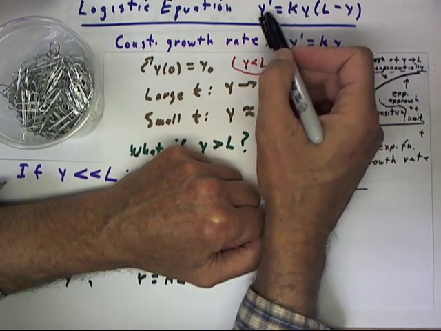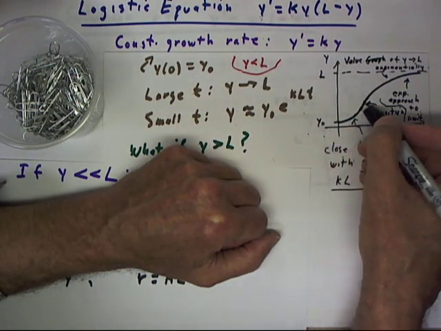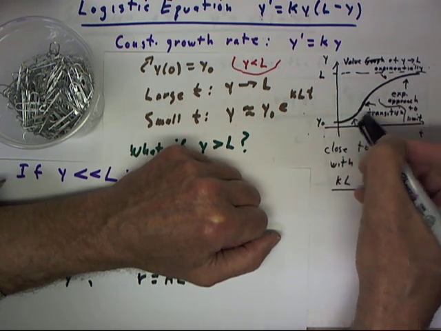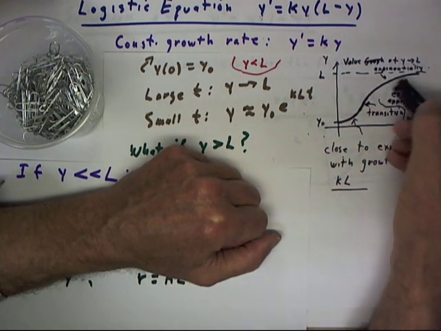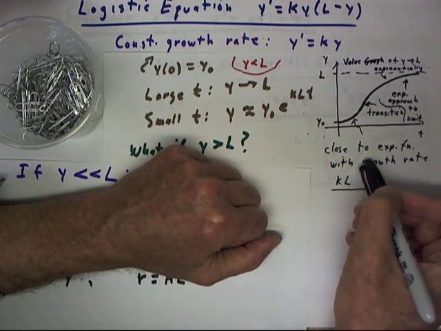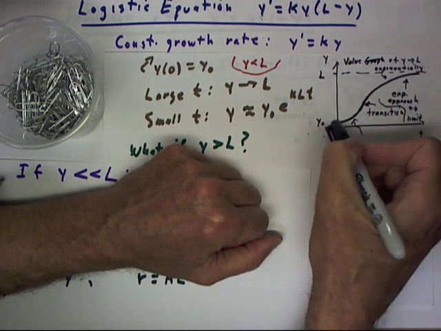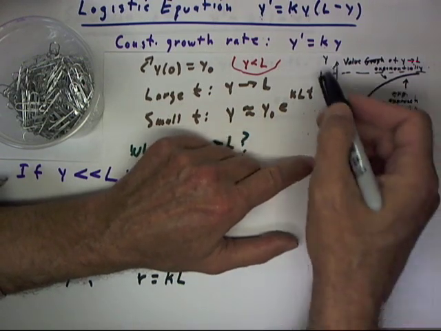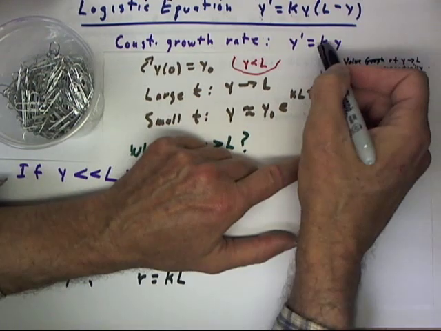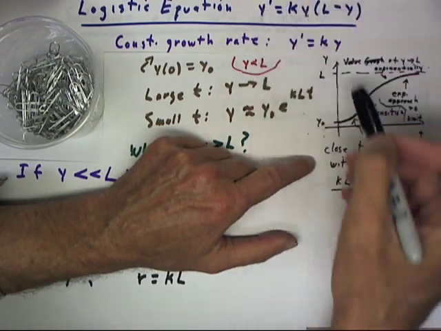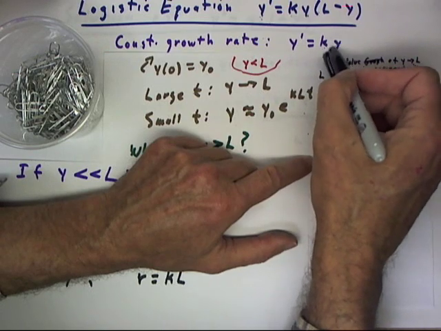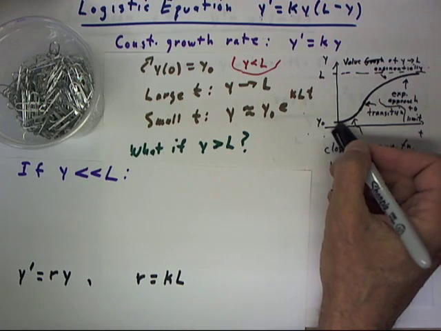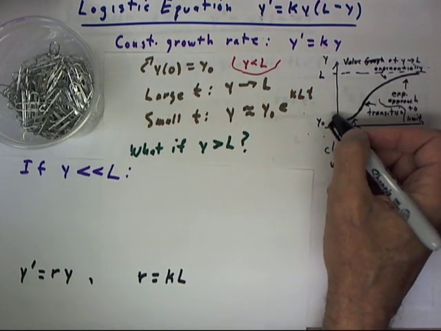The logistic equation holds over a range of regions where we have the exponential growth, the transition, the exponential approach. If y naught is less than L, then in this region we're close to an exponential function, so we want to see how this function is close to this function, how this function becomes close to a function of this general form as long as y remains significantly less than L.